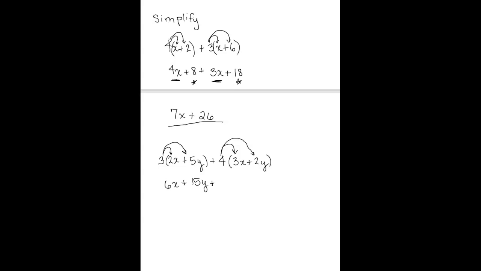I'm going to add my 4 times 3, right? That's going to give me a 12x. My 4 times 3x is going to give me 12x. And then my 4 times 2y is going to give me an 8y. And now I'm going to go ahead and collect my like terms. I'm going to have my x's collected together, and then I'm going to have my y's collected together.